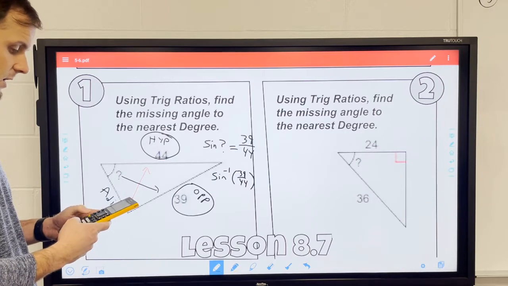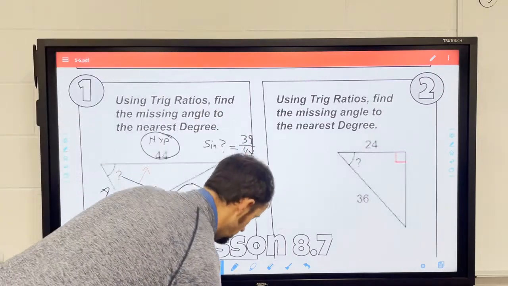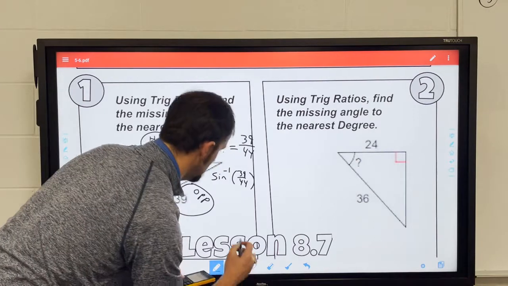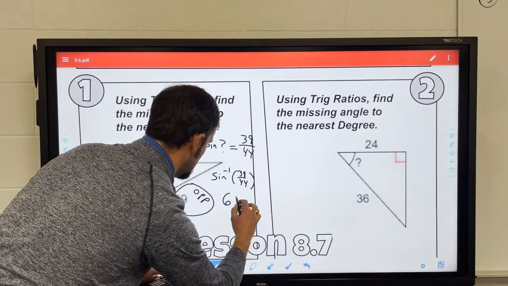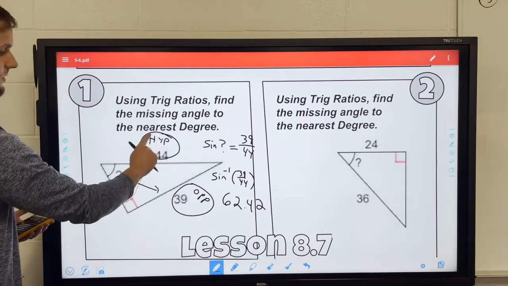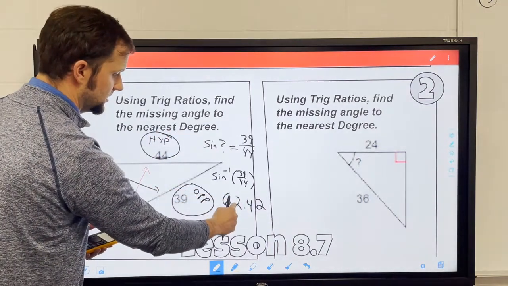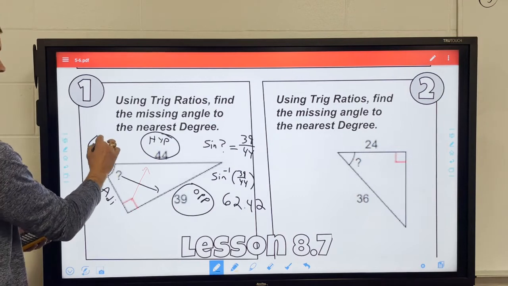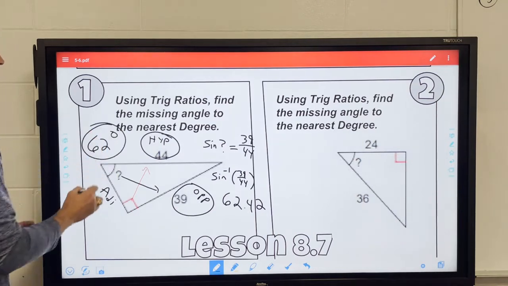And when I click enter, it should give you 62.41 or 62.42. And what it's asking here is to the nearest degree. So the 4 would not change the 2. So your final answer here would be about 62 degrees.